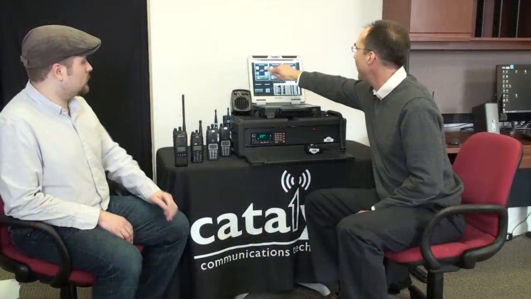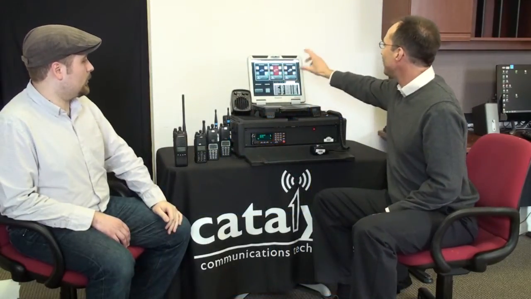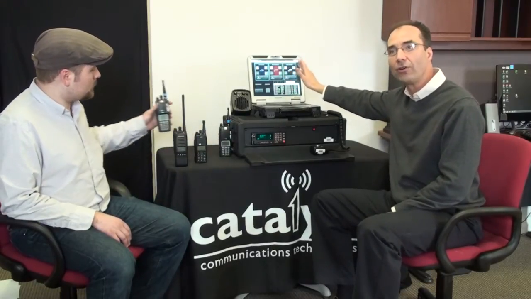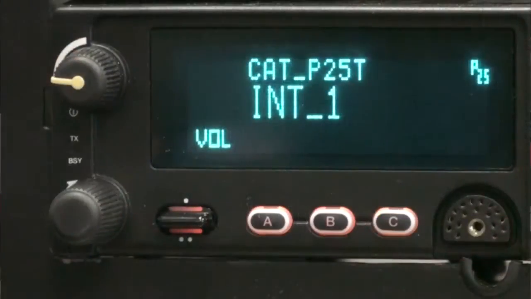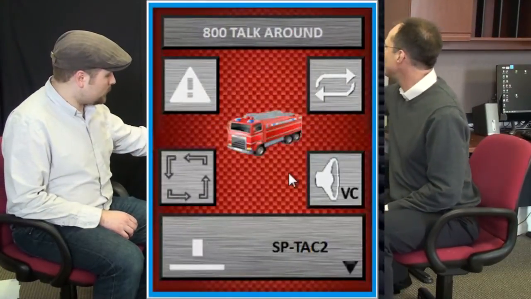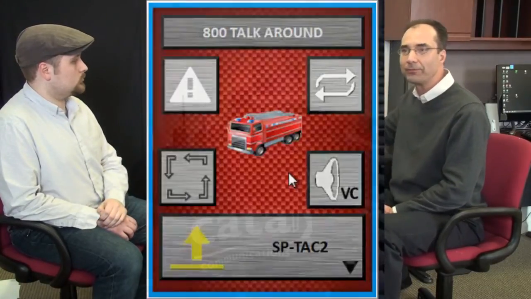I can put that Unity radio into scan mode and have Christopher transmit on an 800 megahertz channel. Go ahead, Christopher. 800 megahertz subscriber transmitting and talk around. I'll take the radio back out of scan, and this time I'll have Christopher transmit on a different 800 megahertz channel and talk to our second radio, the M7300. Go ahead, Christopher. 800 megahertz subscriber transmitting and talk around. I can select that radio, and I can transmit back on that talk around channel as well.